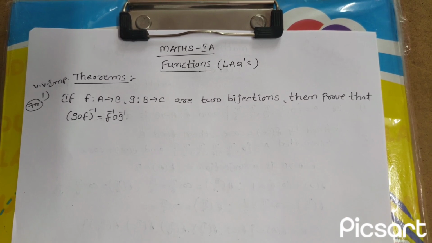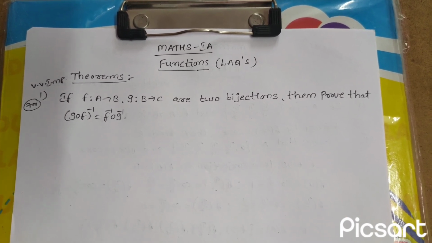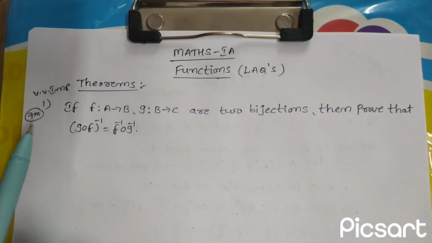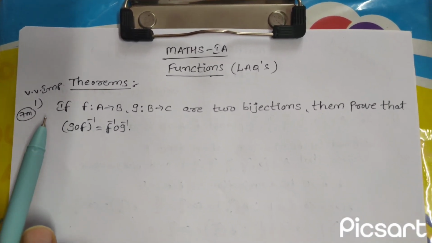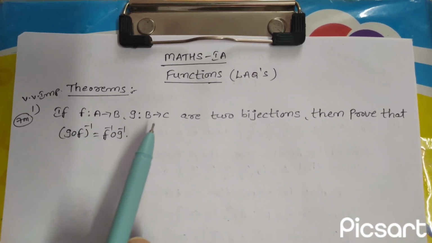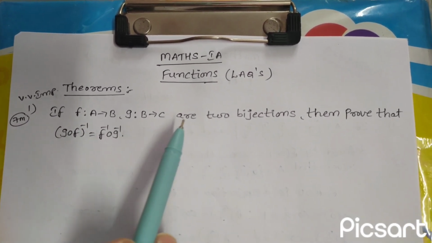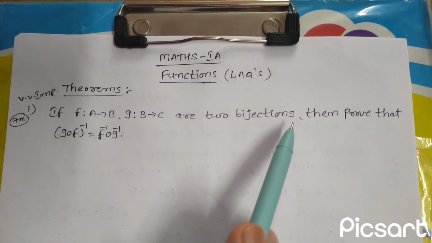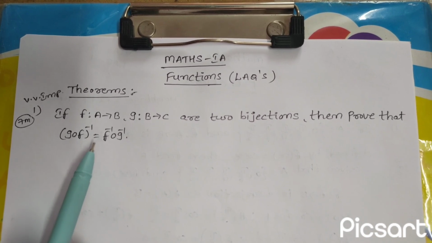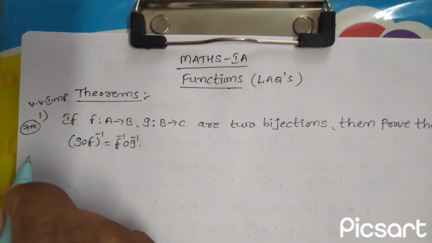Very important theorems. First theorem. If f from capital A to capital B and g from capital B to capital C are two bijections, then prove that (g circle f) whole inverse is equal to f inverse circle g inverse.